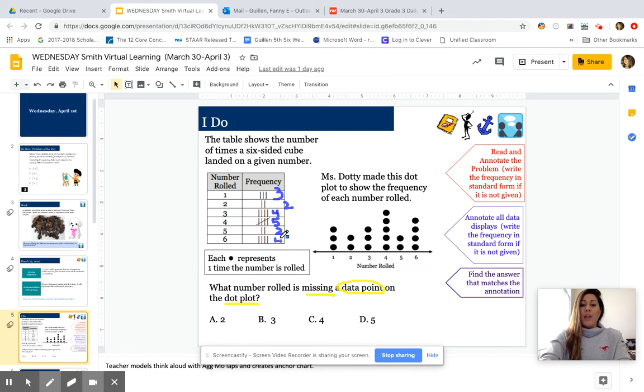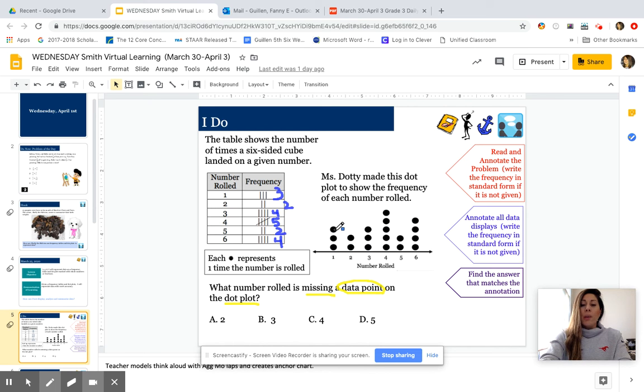So what does that mean? That means whenever I roll the dice, the number 6 popped up 4 times. The number 5, I rolled that twice. The number 4, I rolled it 5 times. The number 3 appeared 4 times. The number 2 appeared 2 times. And the number 1 appeared 3 times, right?